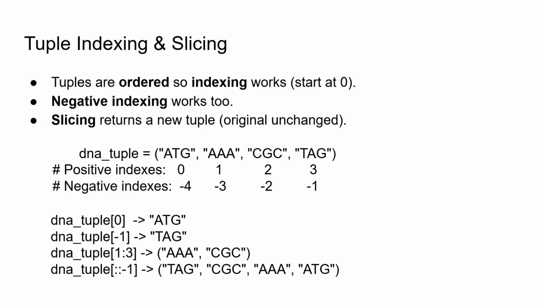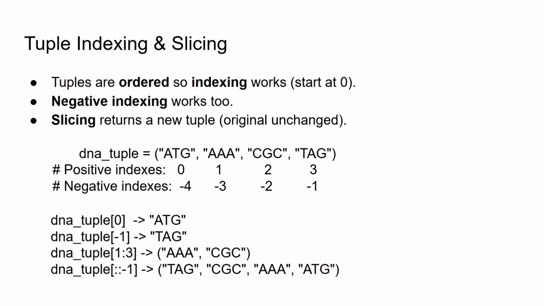So when we write DNA_tuple[0], Python gives us the first element, which is ATG. Similarly, DNA_tuple[1:3] is a slice, meaning we take elements from index 1 up to but not including index 3. That gives us a new tuple with AAA and CGC. Notice the original tuple doesn't change. Slicing always creates a new tuple.